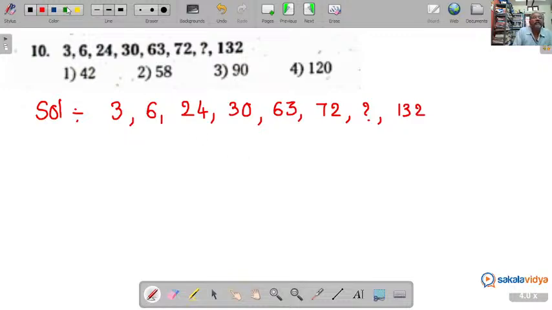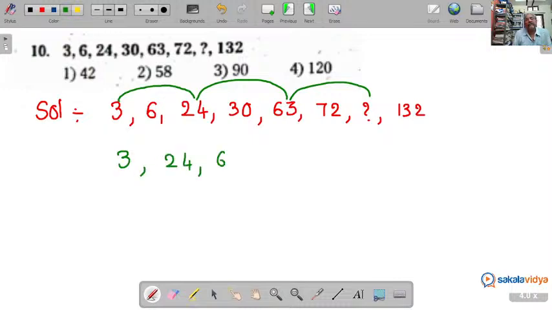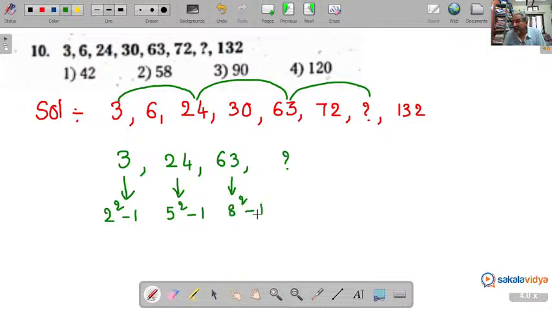So now consider the first series 3, 24, 63 and question mark, right. Try to figure out the actual pattern. What is the pattern here? See 2 square minus 1. This is 5 square minus 1. This is 8 square minus 1. Again we need to find out the pattern for 2, 5, 8 also.